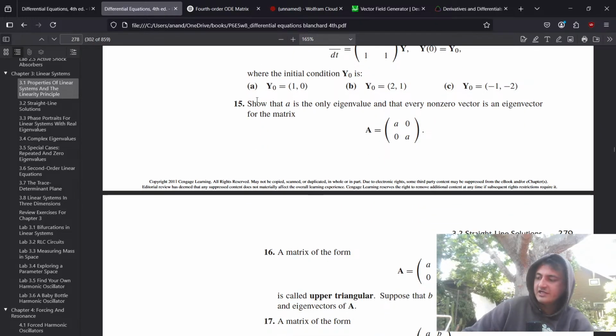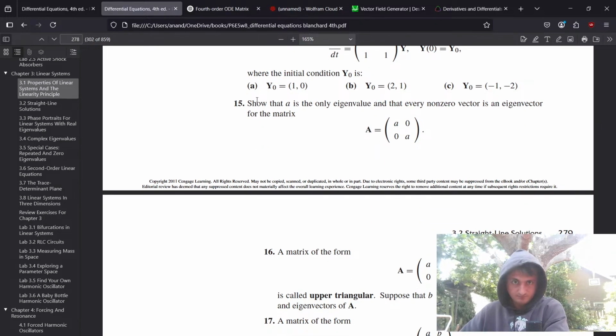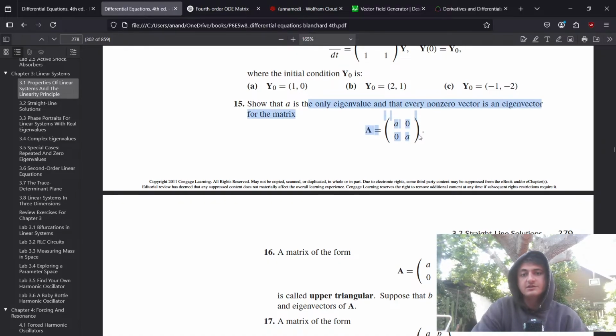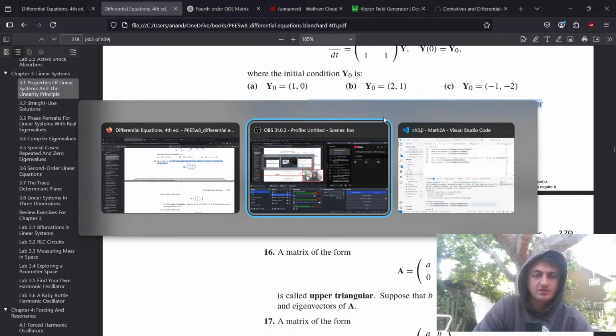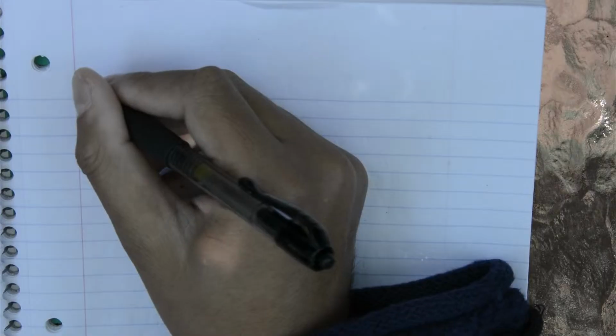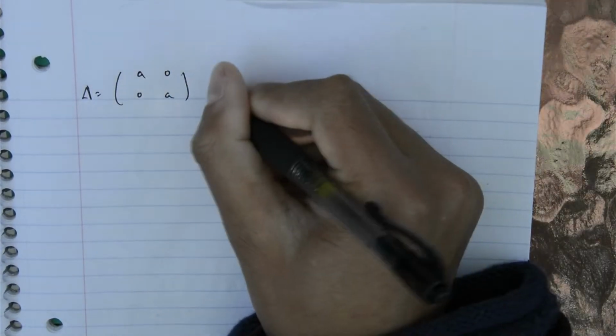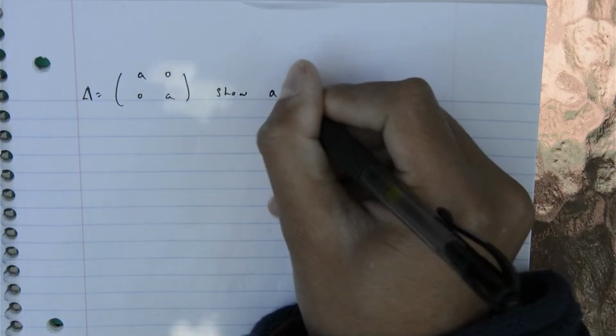Problem 15, I really wanted to do. Okay, so 15 is going to be easy because it says show that A is the only eigenvalue and that every non-zero vector is an eigenvector. So the second part is the interesting part, so I want to write it down. Let's say that we have A equal to the matrix [A, 0; 0, A].